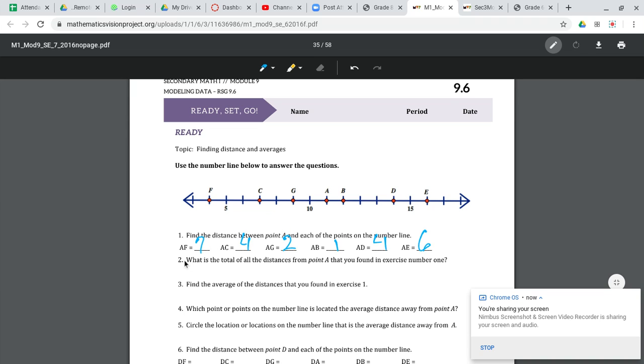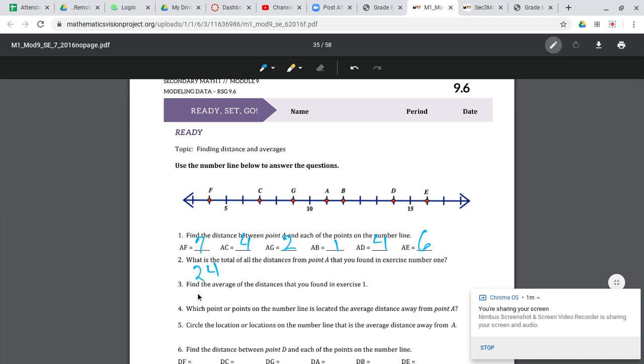So now for number 2, what is the total of all the distances from point A that you found in exercise number 1? So we're going to take all 6 of these values and add them together to find the total. So 7 plus 4 is 11, plus 2 is 13, plus 1 is 14, plus 4 is 18, plus 6 is 24. So the total is 24.